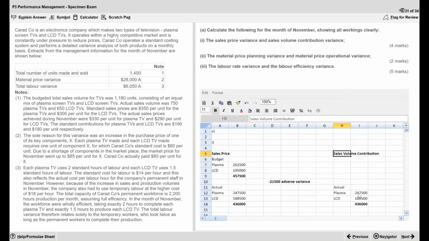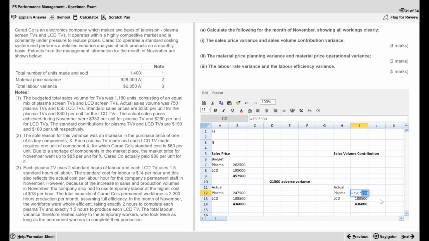Okay, so we have actual data given, but remember, these are actual units multiplied by the sales price. We don't use sales price, we use contribution. Which contribution? Actual contribution or standard contribution? Remember, we use standard contribution. We don't use actual contribution, because if we use actual contribution, then we will be calculating price variance twice. It will be double counting.